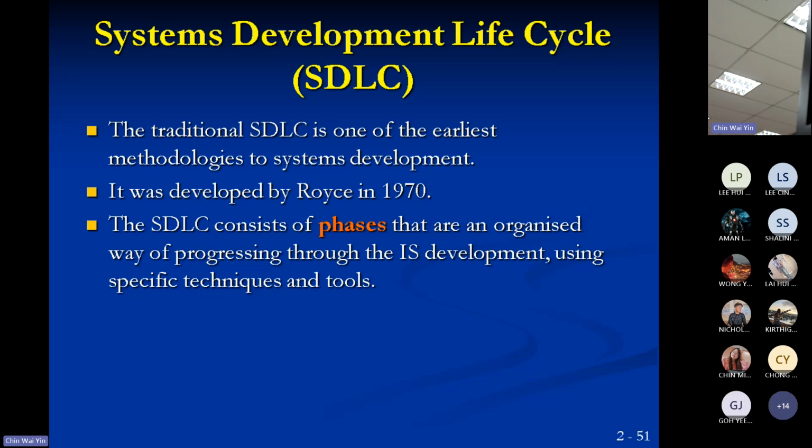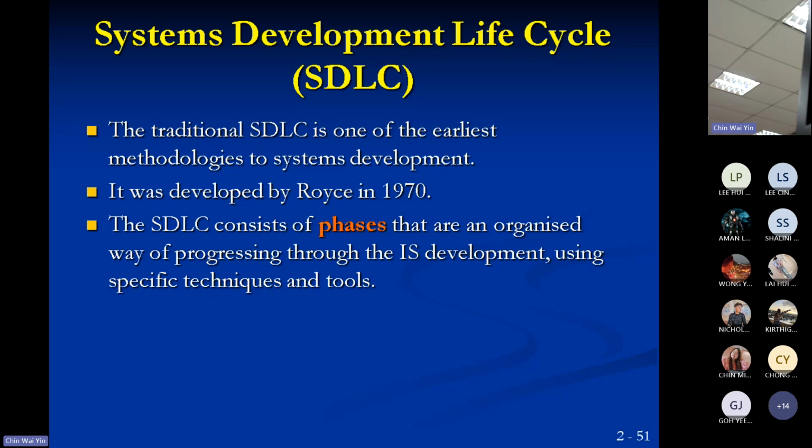And because there's no proper method, everyone does things their own way, and developing information systems becomes like an art. The system you develop is very unique because you use your own way, your own technique, your own tools. So sometimes it's not transferable. You cannot tell others how you do it, because of that.